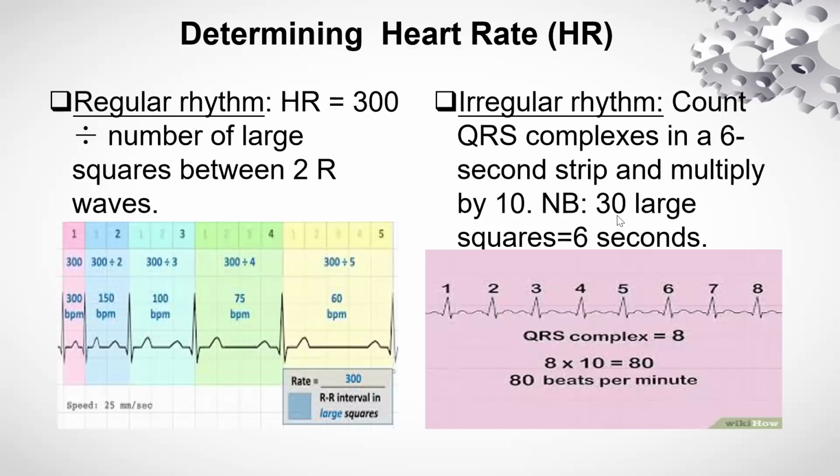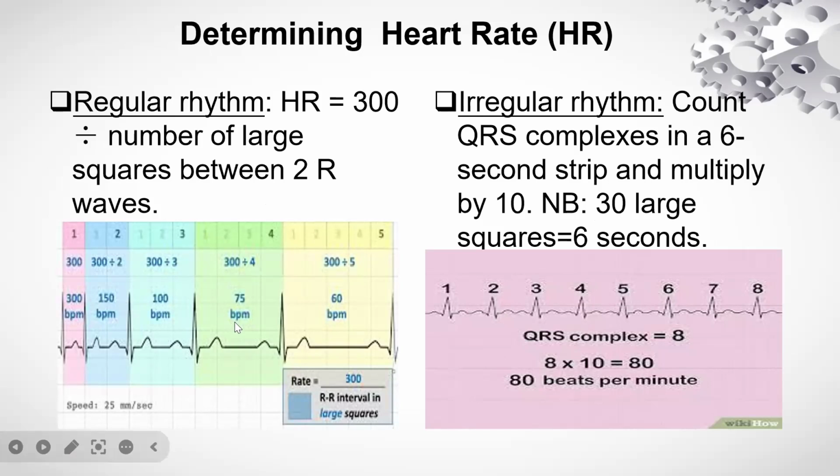Okay, let's look at this now. The first thing is to determine the heart rate. Like I mentioned, the heart rate depends on whether the rhythm is regular or irregular. So you've looked at the RR intervals, the space between the R waves, and they are regular.